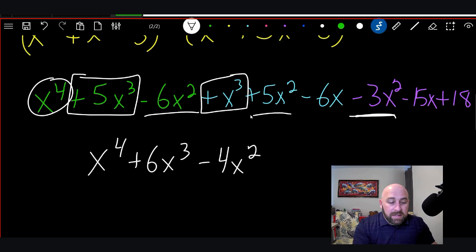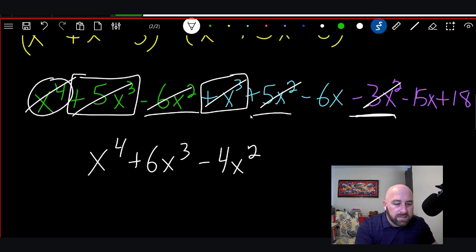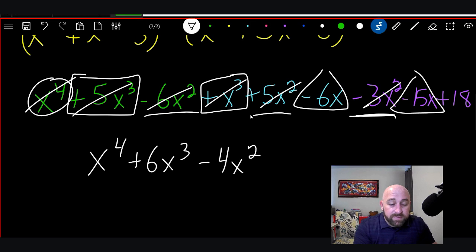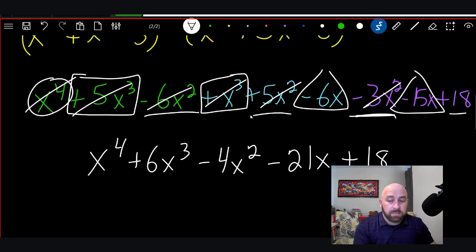And then the next one is, let's see, and we can cross these out when we're done with them. That way we don't get confused, and we don't make mistakes. And here we go. Here's a -6x, and here's a -15x. So both of them are negatives, -6, -15, so that's going to give us a -21x. And then the only thing left is that plus 18, and I don't have anything to combine with it. Okay, so there is your answer. X to the fourth plus 6x cubed minus 4x squared minus 21x plus 18. And there you have it.